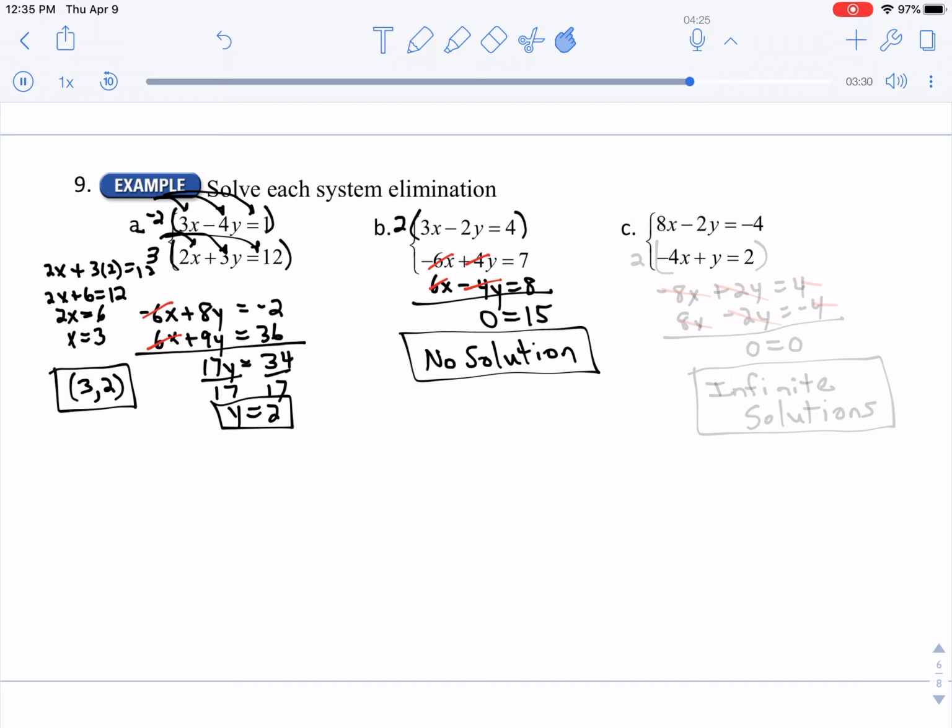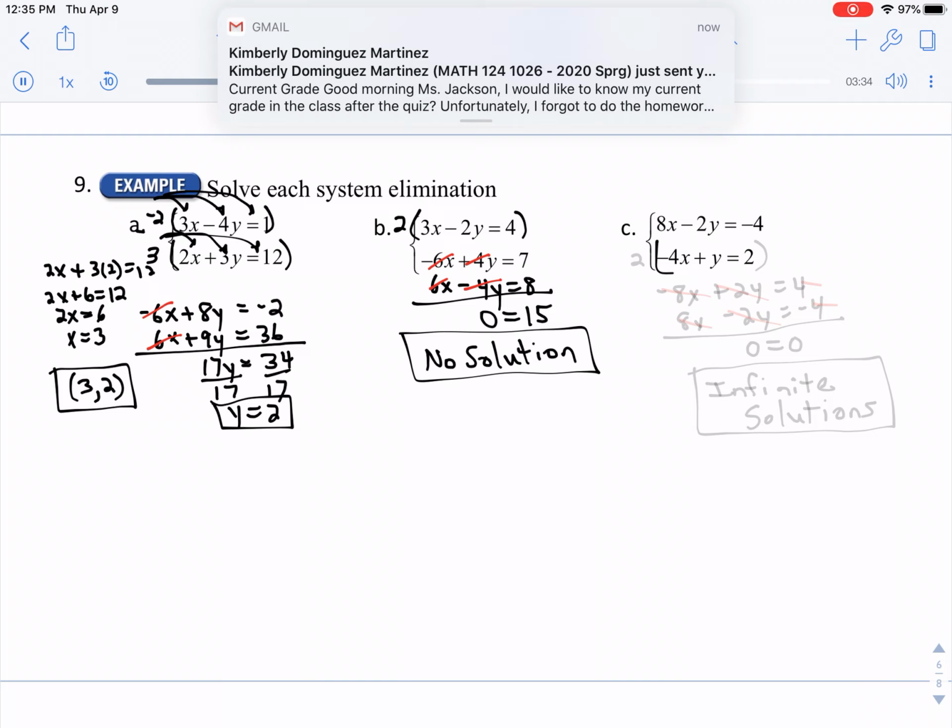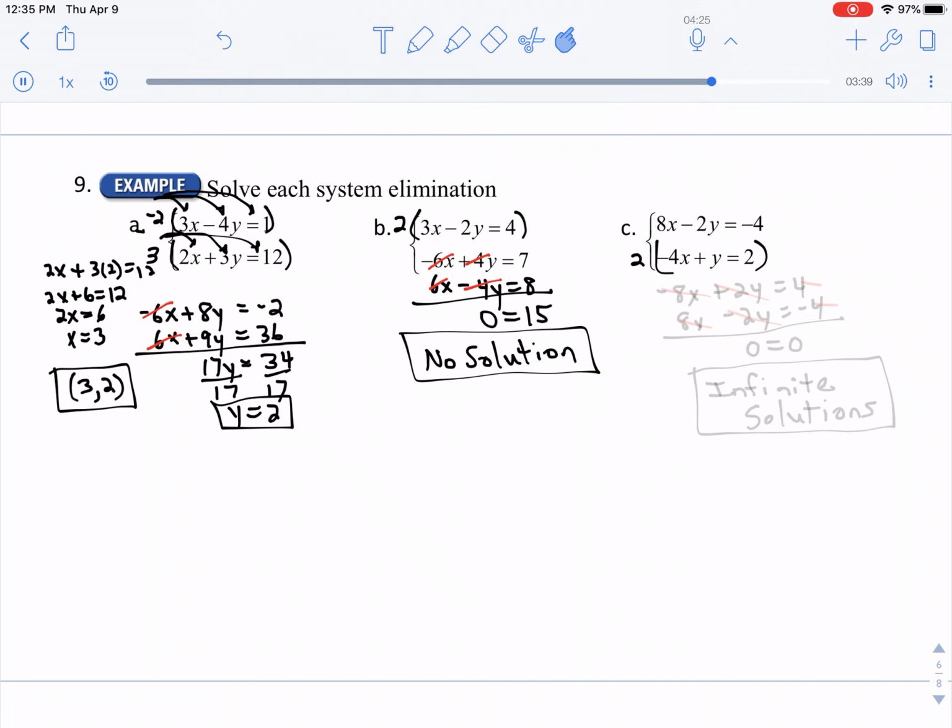All right, and for part C, I'm going to take the bottom equation and multiply it by 2. And when I do that, I get a negative 8x plus 2y equals 4. Now I'm going to take the top equation, which is 8x minus 2y equals a negative 4, and add those two together.